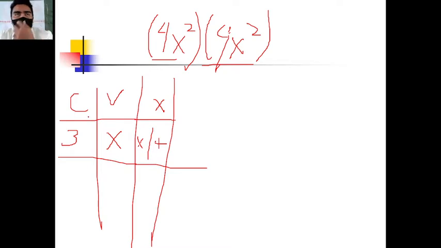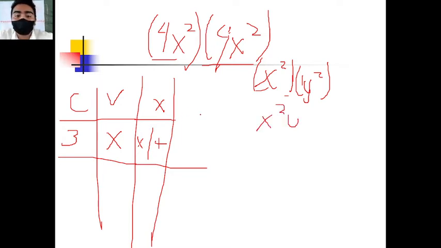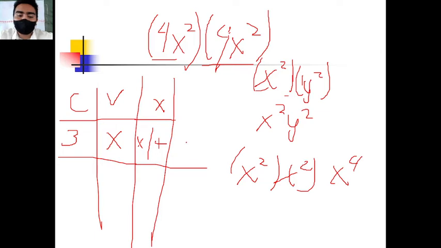But there is a rule: we cannot add the exponents if they have different variables. Like a while ago, x squared multiplied by y squared, the product will just be x squared y squared. But if you have x squared multiplied by x squared, the answer would be x to the fourth power.